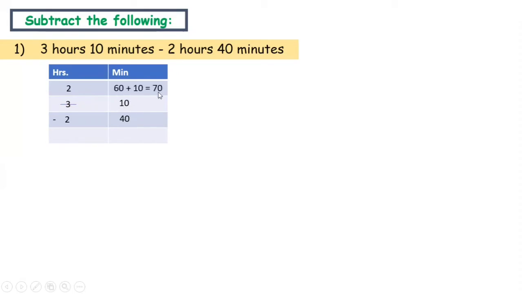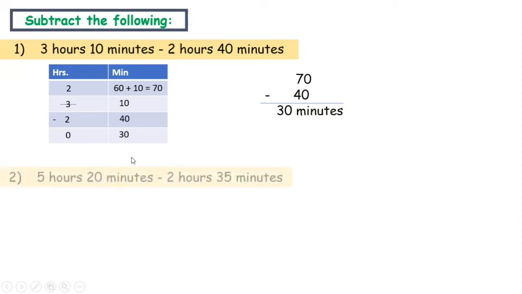So we get 70. Now we subtract 70 minus this 40, which gives us 30 minutes. So our answer here will be 30. And now 2 minus 2 gives me 0. So the final answer is 30 minutes. I hope it is clear. Now we'll move to the second one.